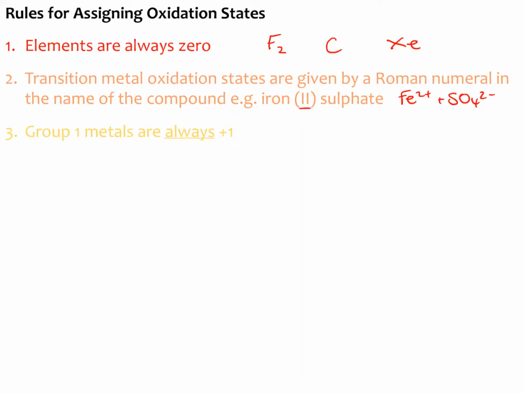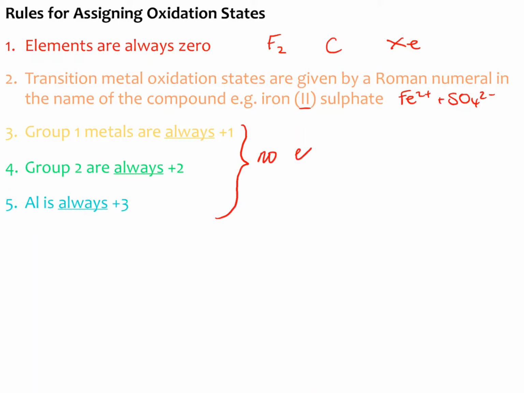The third rule is that group 1 metals are always +1. There aren't any exceptions. If it's a group 1 metal present in a compound, the charge on the ion will be +1. The same goes for group 2. Group 2 always form +2 ions in any compound. And aluminium always forms +3. So there aren't any exceptions, always those charges, and that's when they're present in compounds.